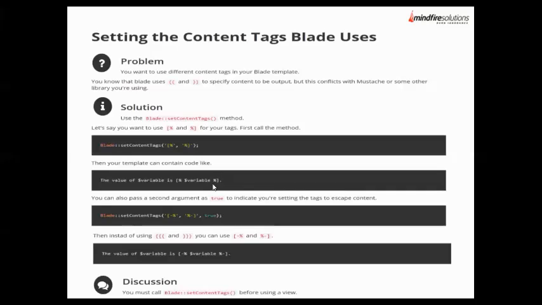You can also pass a second argument as true to indicate you are setting the tags on escaped content. In the Blade template we use triple curly braces for escaping. You remember HTML entities, which normally we do in PHP. The same thing in Blade template is done with triple curly braces, and if you use setContentTags with another extra parameter called true, then the same tags will be used as the escape tags. So whatever tags you pass with true will be your escaping tags.